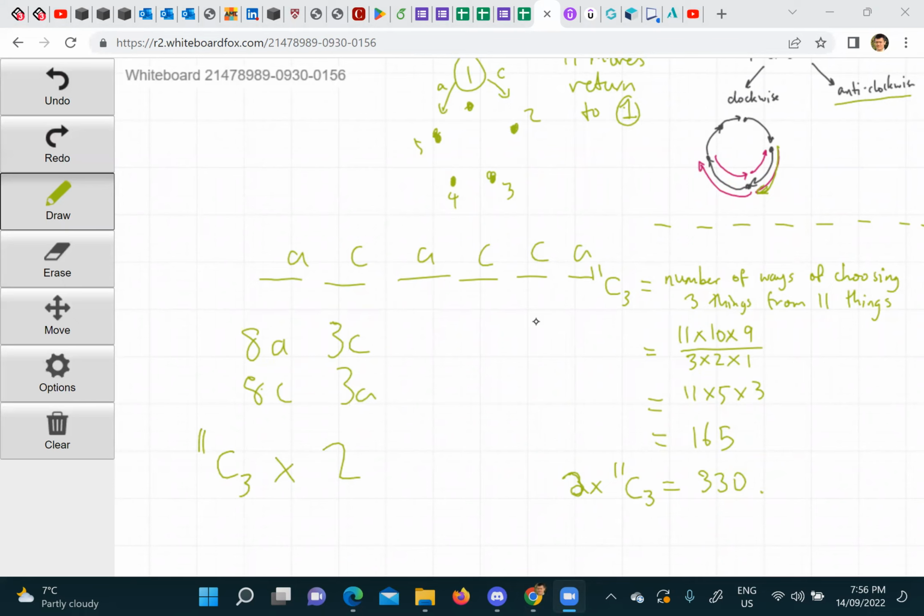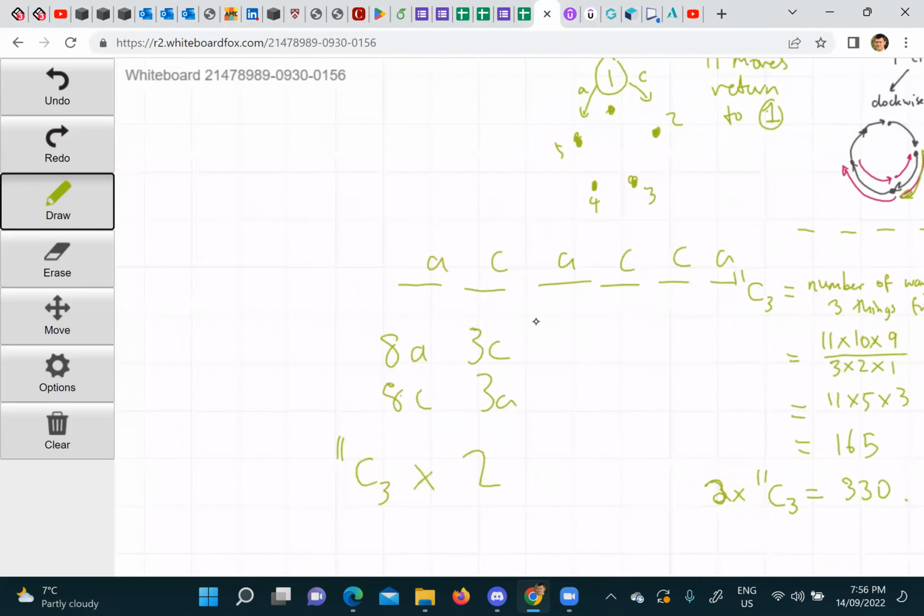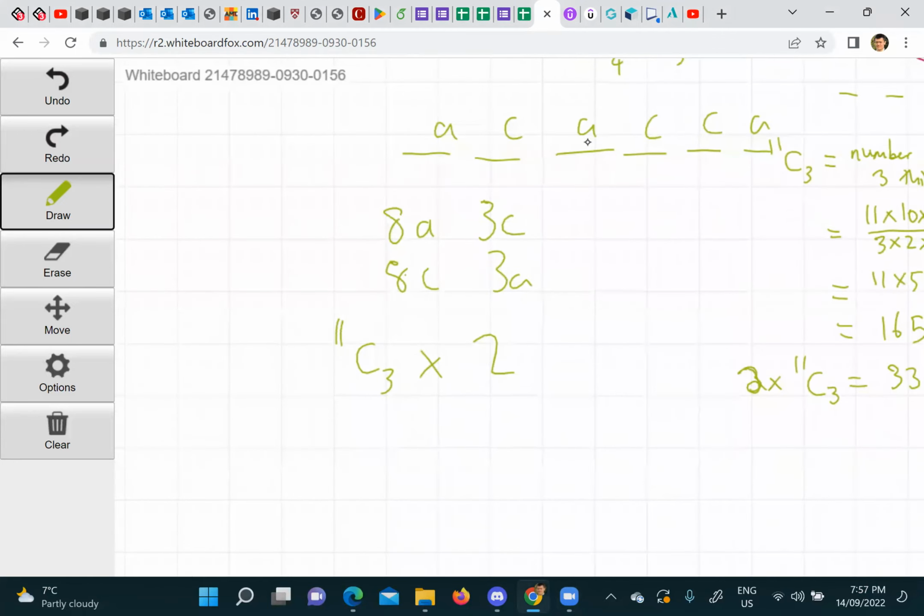Why is it 3 C's again? Because if you do 1 full circle, you need at least 5 A's, or 5 C's. And then the other 6 moves need to cancel each other out. So half of them need to be C and half of them need to be A. So then 11 choose 3.